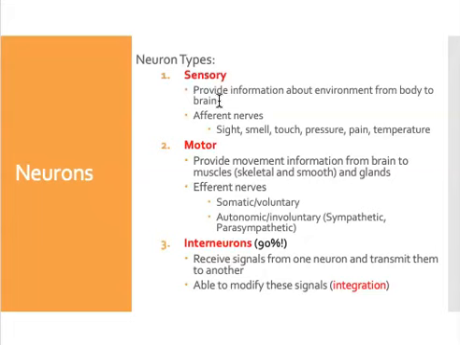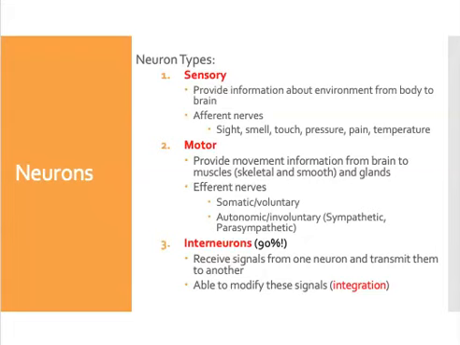When we think about sensory information, we often think about things like sight and smell and touch, but remember, sensory information also includes things like pressure and stretch and pain and temperature, any sort of information that can be perceived by the nervous system.